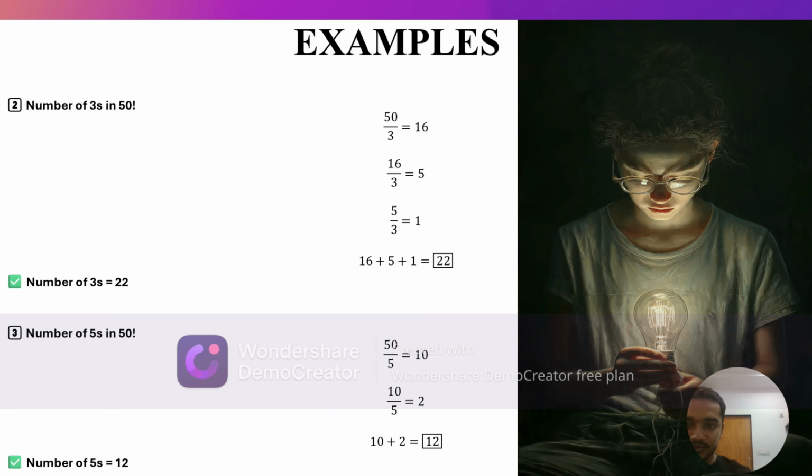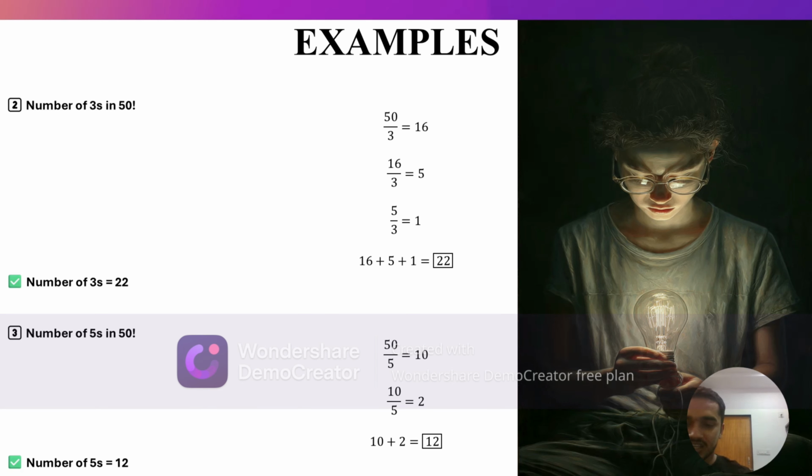Now come to the second question. How can I find the 3s in 50 factorial? Similarly we keep dividing: 50 by 3 is 16, 16 by 3 is 5, and 5 by 3 is 1. So the number of 3s in 50 factorial is 16 plus 5 plus 1, which is equal to 22.